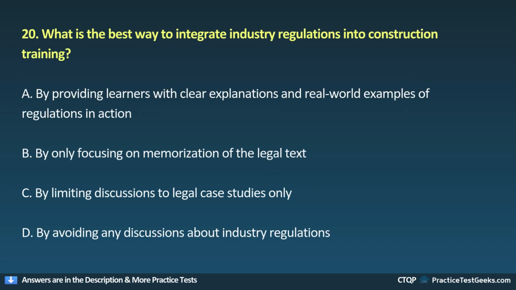20. What is the best way to integrate industry regulations into construction training? A. By providing learners with clear explanations and real-world examples of regulations in action. B. By only focusing on memorization of the legal text. C. By limiting discussions to legal case studies only. D. By avoiding any discussions about industry regulations.